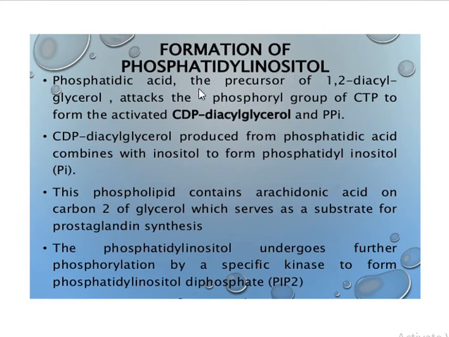For the synthesis of phosphatidyl inositol, the phosphatidic acid reacts with CTP to form the CDP diacyl glycerol. In this reaction, the CTP attacks the phosphoryl group of phosphatidic acid. So, with the release of a pyrophosphate, CDP diacyl glycerol is produced.